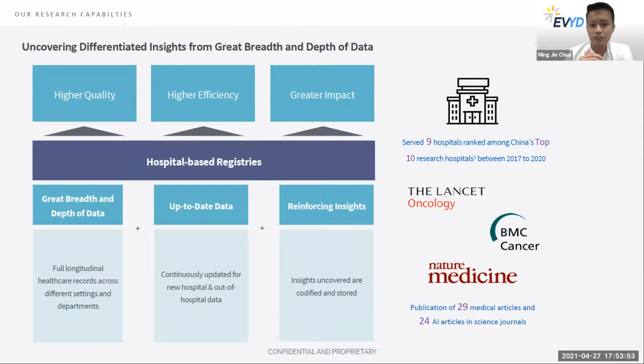And as researchers use our registry to do their research, insights that are uncovered along the way can be codified and stored. So this knowledge and insights continue to be reinforced. And the output of that is higher quality, more efficient, and greater impact research.